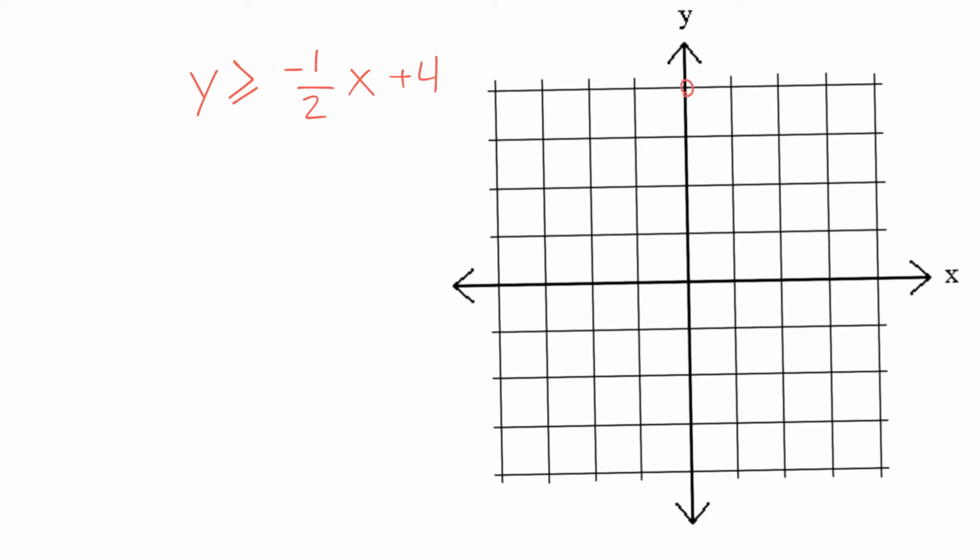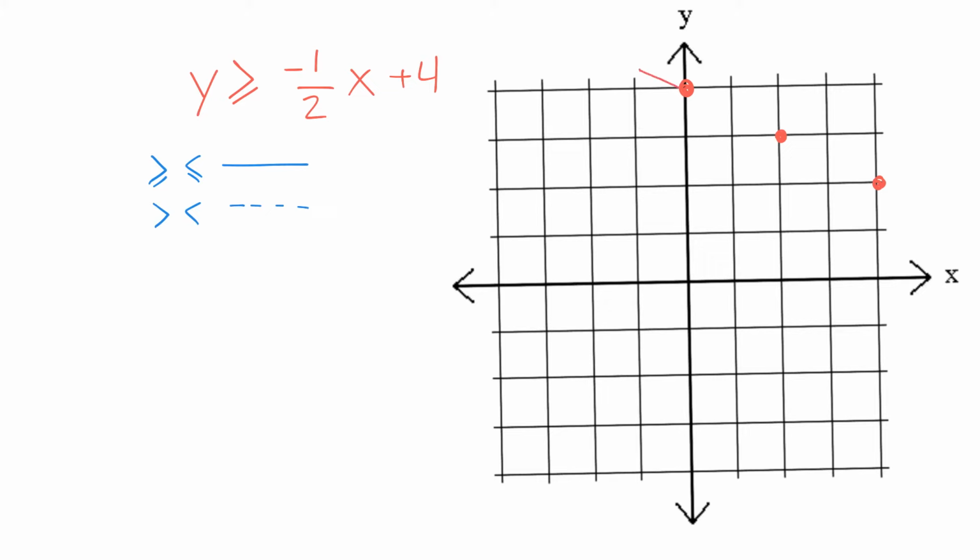So our y-intercept's up here at 4. I've got a negative slope of 1/2. So I'm going to go down 1 over 2, so I get a negative slope. So down 1 over 2. And now I'm going to connect my lines. Remember that we said if it's greater than or equal to, you have a solid line. And if it's just greater than or less than, it's a dashed line. So this time we're going to use a solid line.